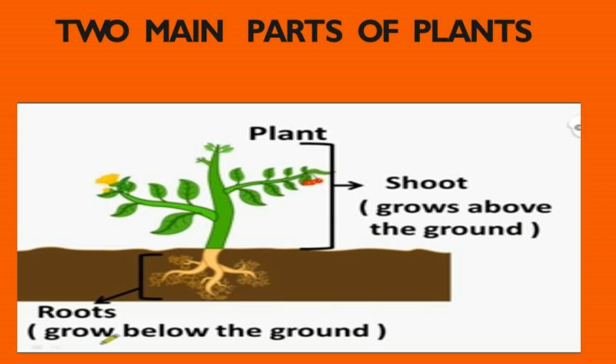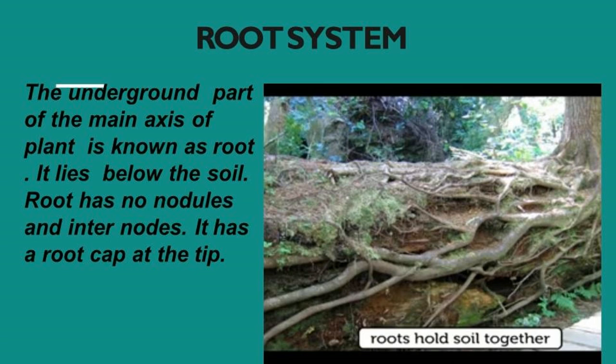As shown in the picture, the flowering plant consists of two main parts. One is root system and second one is shoot system. Root system grows below the ground. Children, you are able to see root, and shoot system grows above the ground, that is called as shoot system. Now we are going to see the root system.